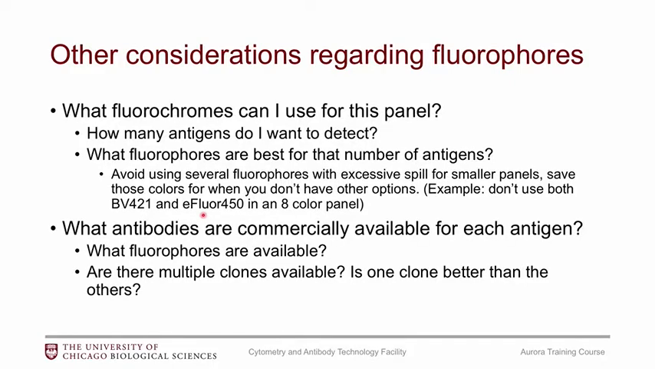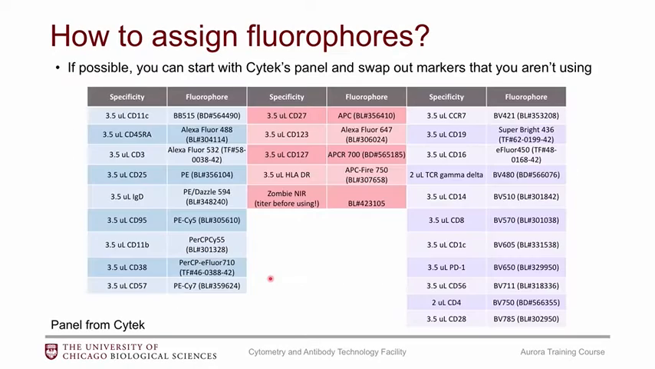And then finally, you also need to think about which antibodies are commercially available. Sometimes antibodies only come in a few fluorophores, and there's also some fluorophores that are not very commonly used. For example, Alexafluor 532, there's only a few antibodies that are available in that fluorophore. And then also think about clones, because you can get different staining patterns with different clones. So pay attention to clones, pay attention to which antibodies only come in a few fluorophores.